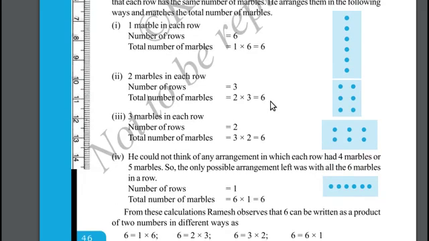Or you can arrange 2 marbles in each row: 2 marbles in the first row, 2 marbles in the second row, 2 marbles in the third row. 2 plus 2 plus 2 is equal to 6. Or you can arrange 6 marbles in 2 rows, 3 marbles in each row. Finally, you can arrange all 6 marbles in one row.